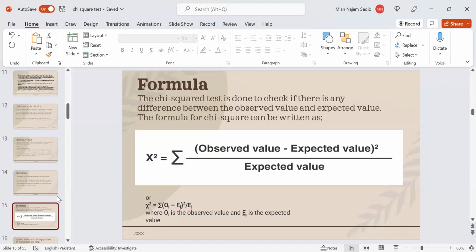The formula. The chi-square test is done to check if there is any difference between the observed value and the expected value, and the formula can be written as such, which is basically observed minus expected value squared over the expected value.